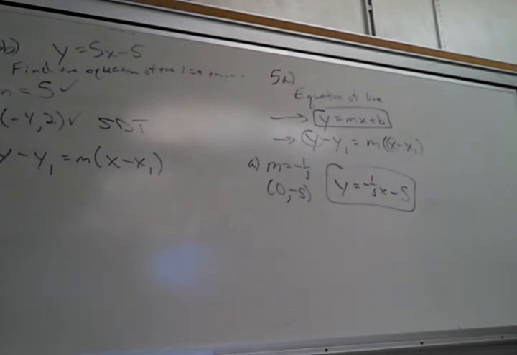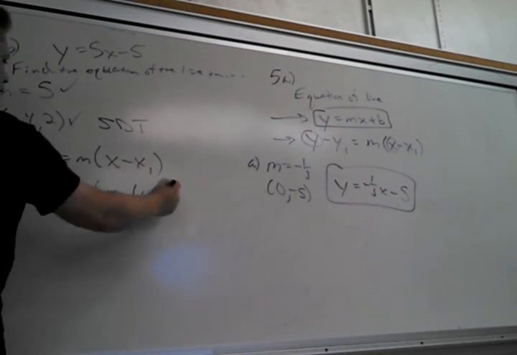So what do I put here? 2. Beautiful, the y piece. 2. What do I put there? And what do I put there? Negative 4? Yeah, good. And people do that. But that's not right, is it? No. There's a minus in the equation, and the number is negative.